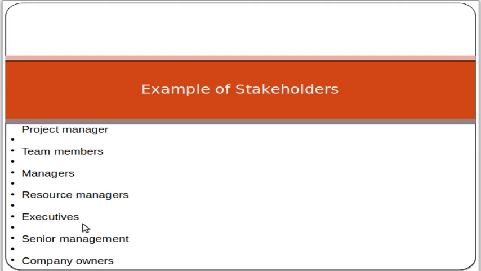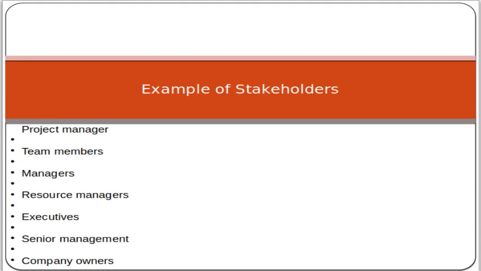Executives, for example CEO, CTO, these sorts of people have a great interest because money is involved, so they have a great interest in the project execution. The senior management, for example, the head of the department, project head, any other senior management, like the senior manager of functional resources. They are also a great example of stakeholder. Company owners are the biggest stakeholder, because they are providing the funds for the execution of a project. They are not directly involved in the project execution, but they have a great interest and great concerns about the execution of a project.